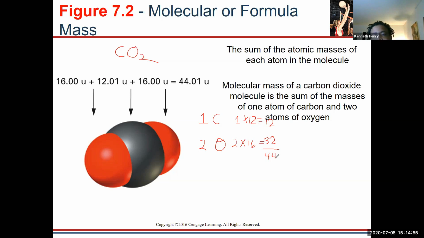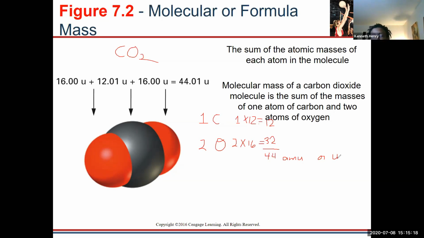Okay, and since we're talking about a single molecule, we will say AMU, atomic mass units, or we'll just use U for short. And you'll see both ways used, okay? But that's because we're talking about just one molecule.